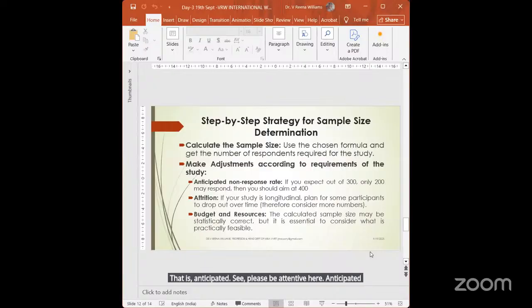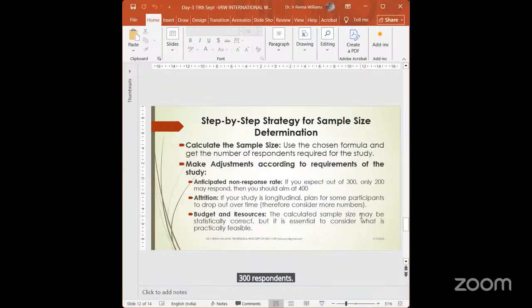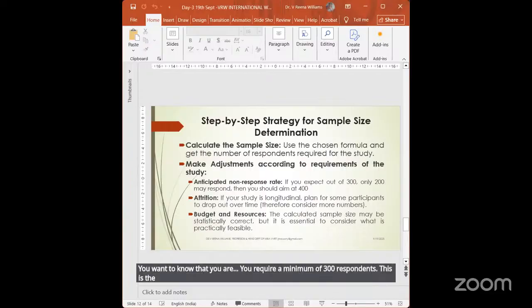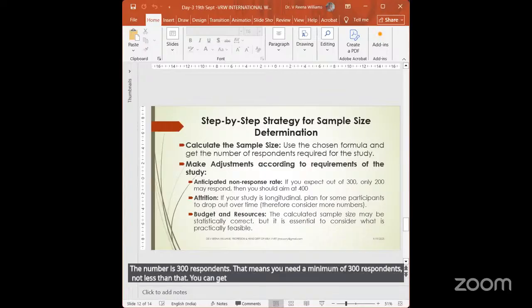Anticipated non-response rate. Now supposing you calculated and you found out that you need a minimum of 300 respondents. This is the calculation. You have done a calculation, whether it is Z-test or Slovin's formula, whatever. Okay, you have found out the number is 300 respondents. That means you need a minimum of 300 respondents, not less than that. You can get more, you can take 500 also, but not less than 300.